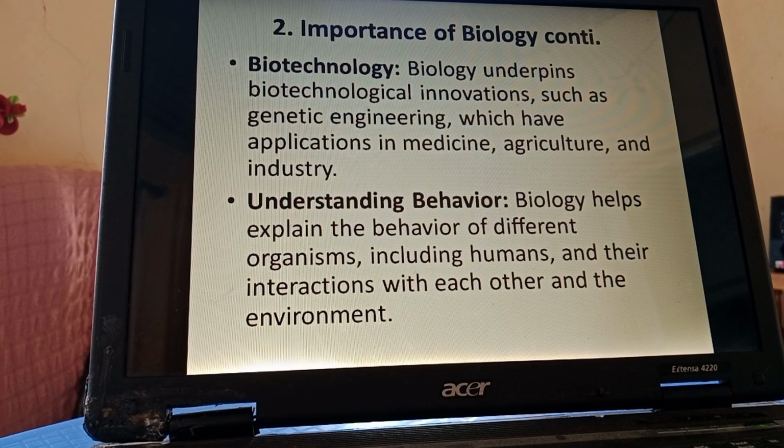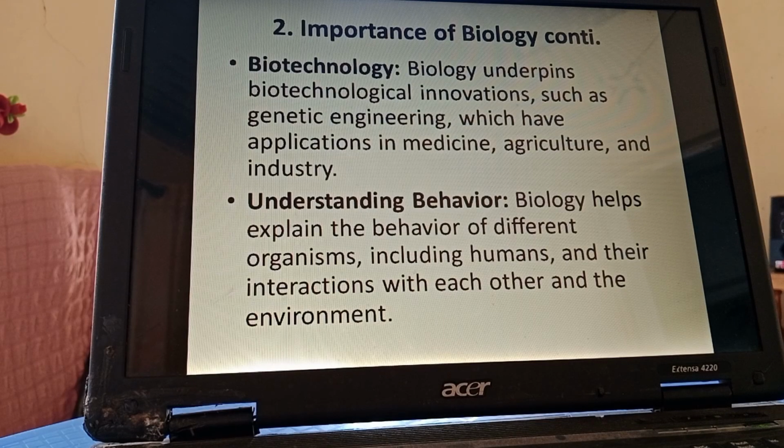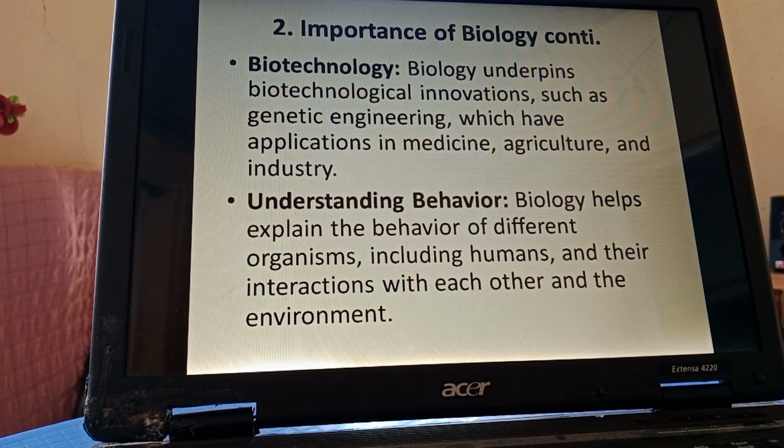The other importance of biology is understanding behavior. Biology helps explain the behavior of different organisms, including us human beings, and their interactions with each other and the environment. Just move out there and look at the way people behave. Okay? You need to understand the human behavior, the behavior of organisms, like even the organisms you keep at home, like cows, dogs, poultry, and so on. You need to know their behavior.